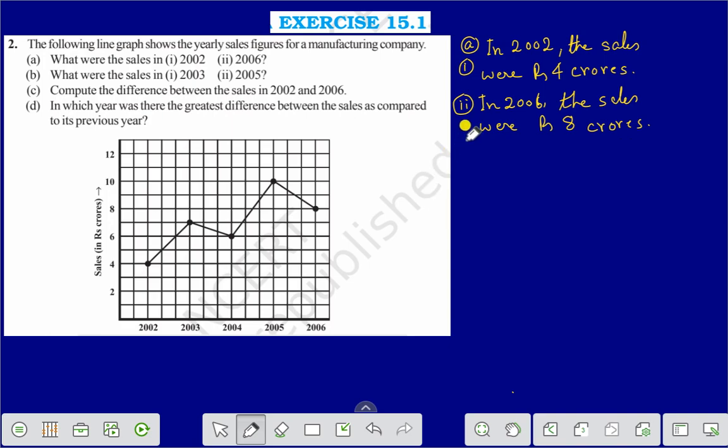Now question number B. What were the sales in 2003? In 2003 the sales were rupees, this is 2003, this is 7 crore, right? In 2003 the sales were 7 crores, rupees 7 crores.